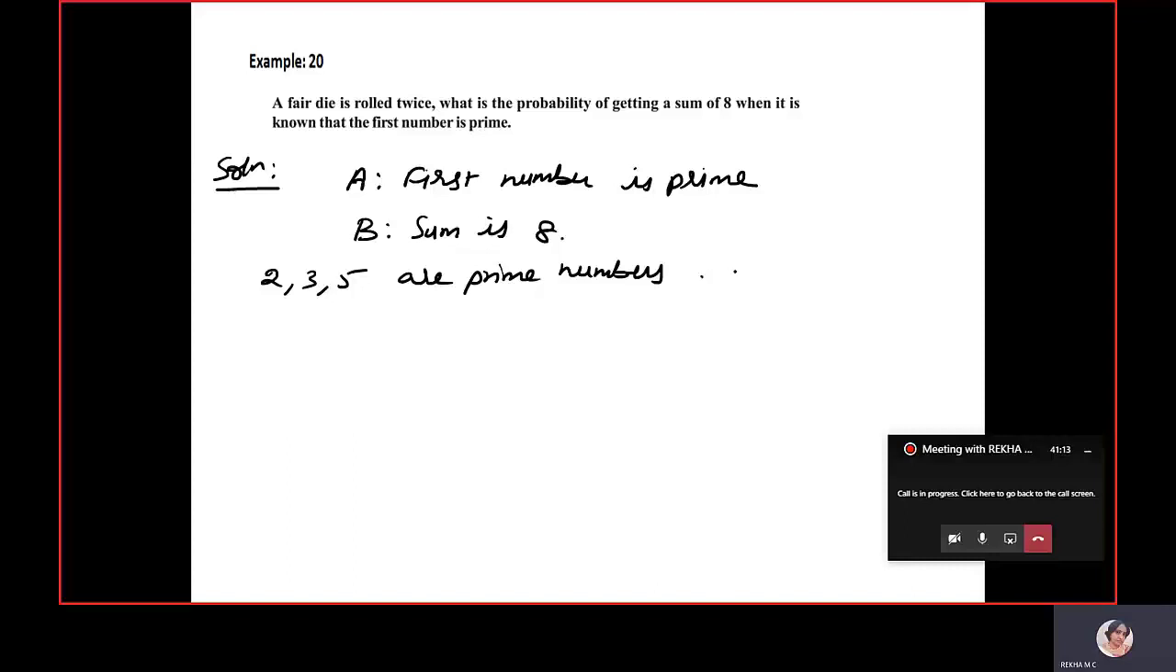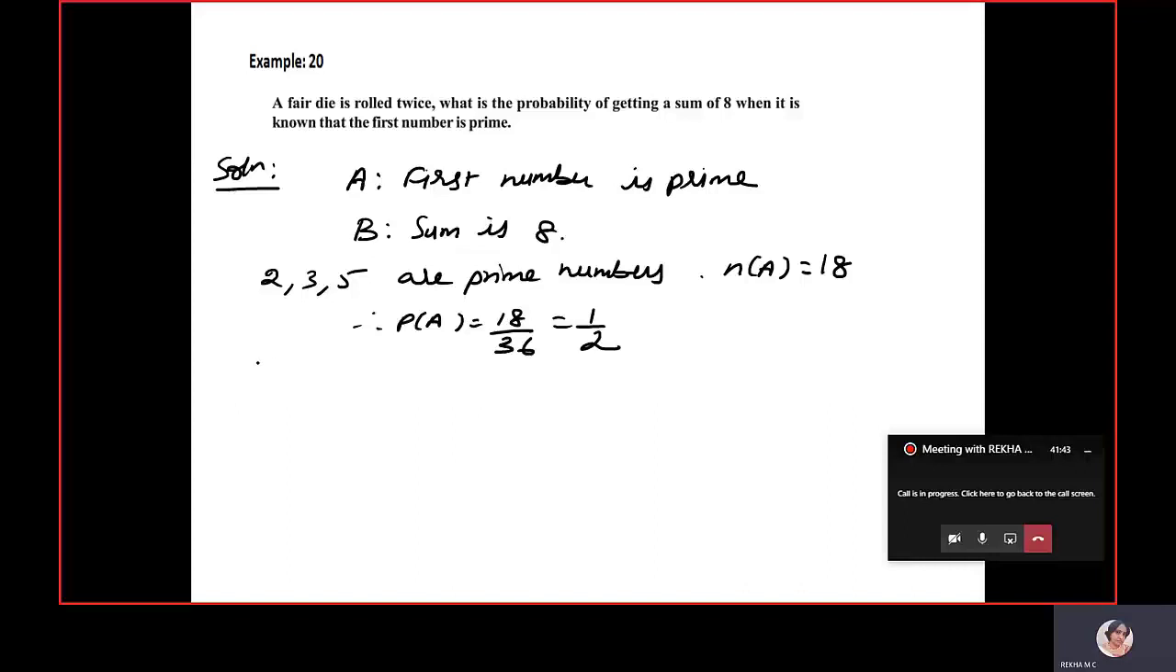So n of A is equal to 18. So the first number is prime, so the second number can be 1 to 6. Therefore 3 into 6, so totally it will be 18. So therefore P of A is equal to 18 by 36, that is equal to 1 by 2.